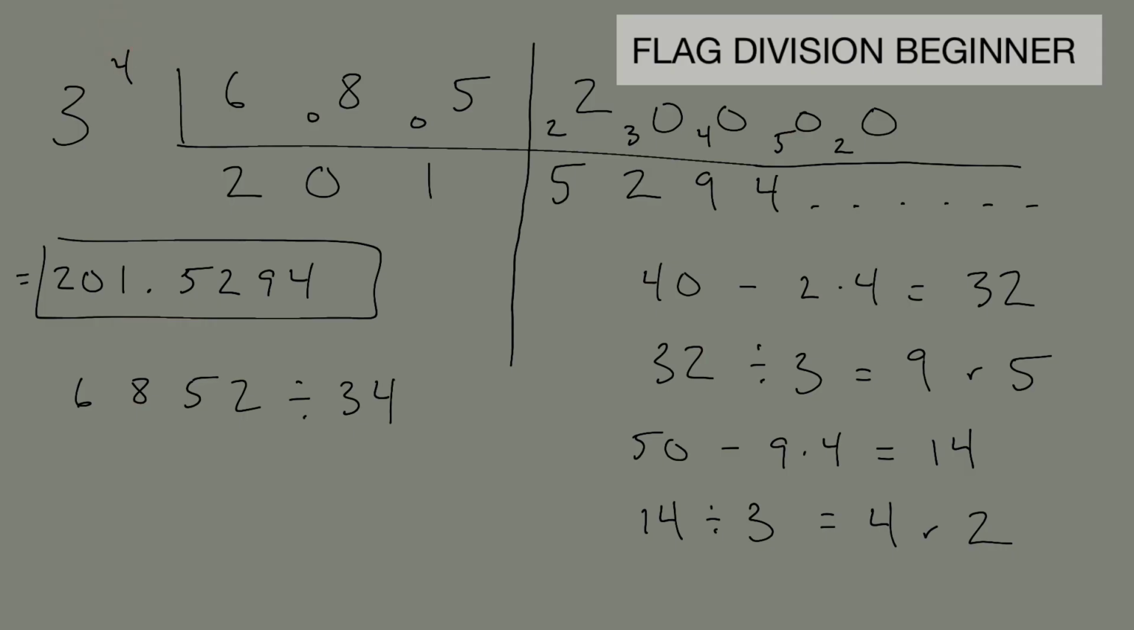There's an intermediate version where there's more than 1 digit on the flag. You could have as many digits on the flag as you want. This is kind of the beginner version of it. Go through this video again and learn how to do this.